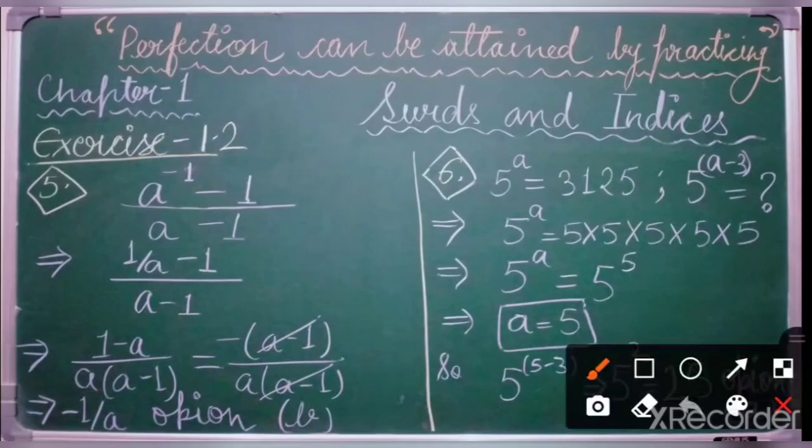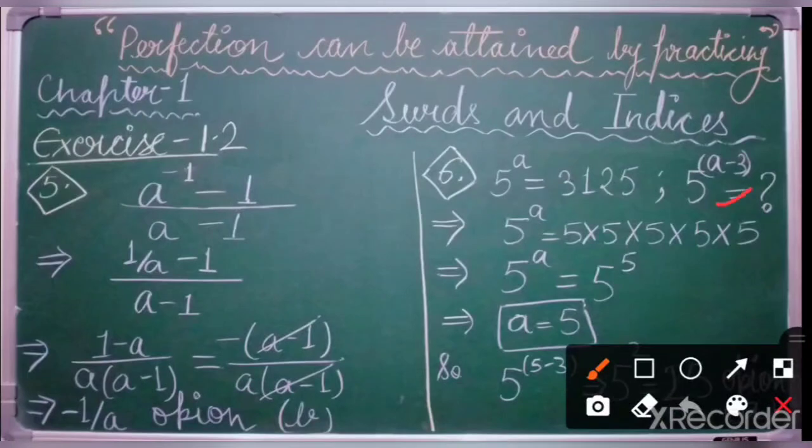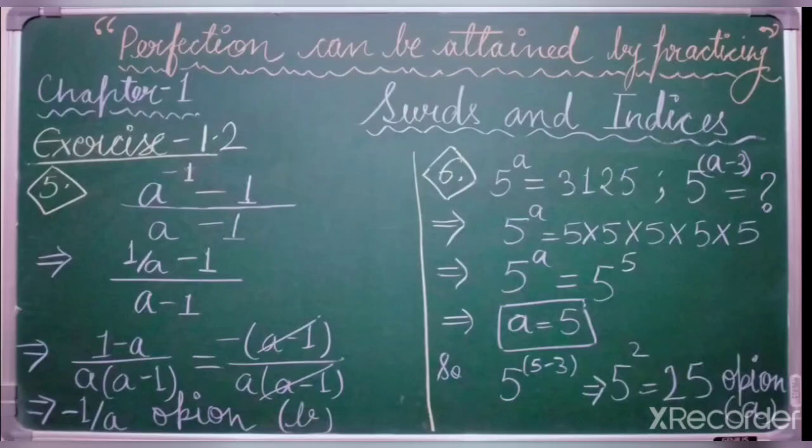The sixth part of it is 5 to the power a is equal to 3125. What you need to do is simply find the factorization of 3125 in terms of 5. You will get 5 to the power a is equal to 5 to the power 5, which means a is equal to 5. When a is equal to 5, put the value in the question, that is 5 to the power a minus 3, which is 5 to the power 5 minus 3 or 5 square. 5 square means 5 multiplied 2 times, which is 5 5s are 25, and option A would be your correct answer.